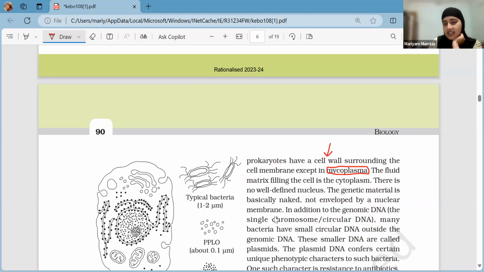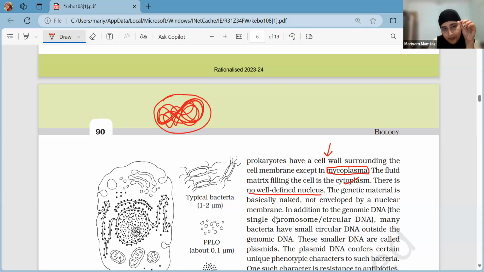Now, the fluid matrix is the cytoplasm. No well-defined nucleus is there. See, the nucleus is the structure in which the chromosomes are there, meaning our genetic material is there. Now, this nucleus is distinctive in eukaryotes, why? Because this membrane is there. If we remove this, then the chromosome will be lying in the cell. See, the chromosome will be lying in the cell only.